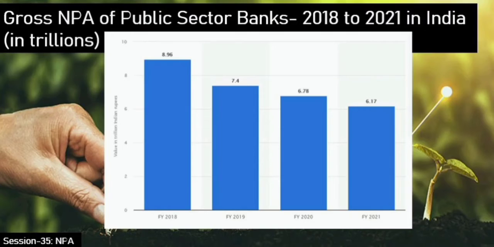Now if you see this chart here, which is the gross NPA of public sector banks from year 2018 to 2021 in India, the value is in trillions. So it was higher in 2018. So you can see there is definitely improvement over the years. In 2018 it was 8.96, in 2019 it is 7.4, and it has reduced to 6.17 in financial year 2021. So there has been a reduction in NPA in the public sector banks. So that again shows the effectiveness and efficiency of the banks and the administration or the government as such.